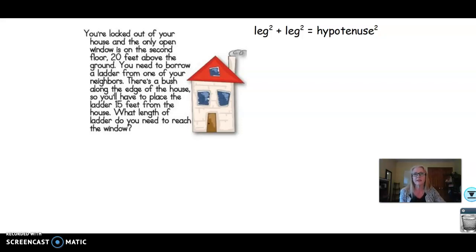You're locked out of your house, and the only open window is on the second floor, 20 feet above the ground. Okay, so let's imagine that we've got some window up here that's 20 feet above the ground. So that tells us this distance here is 20 feet. You need to borrow a ladder from one of your neighbors, but there's a bush. And you're going to have to place the ladder 15 feet from the base of the house. So we know this distance is going to be 15 feet. How long of a ladder do you need?